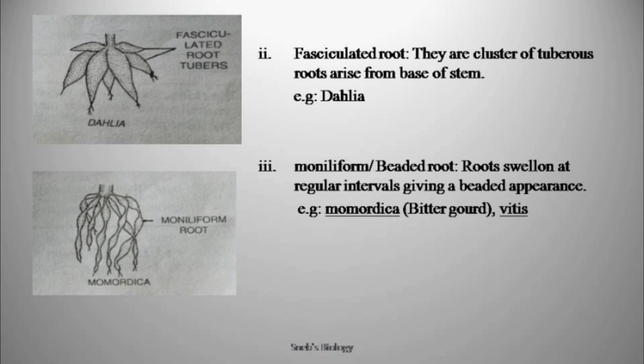Next is fasciculated roots. These roots are produced from one place forming a tuft or cluster. For example, dahlia. In dahlia, the cluster of modified adventitious roots is formed at the base of the stem. So next is moniliform roots or beaded roots. The root is swollen at regular intervals, imparting a bead-like appearance of a necklace. For example, Momordica, Vitis, spinach and Pamete.